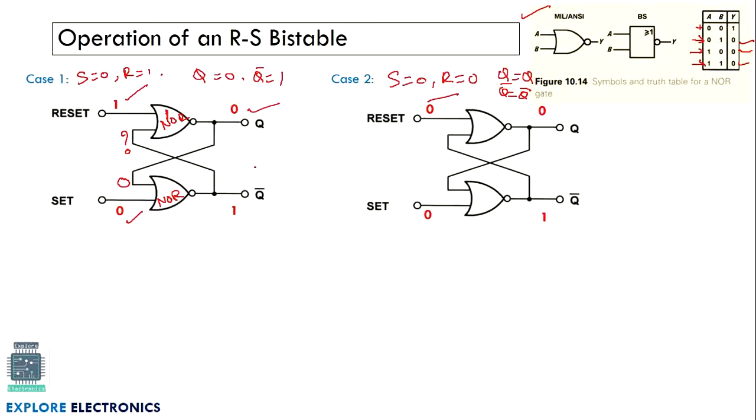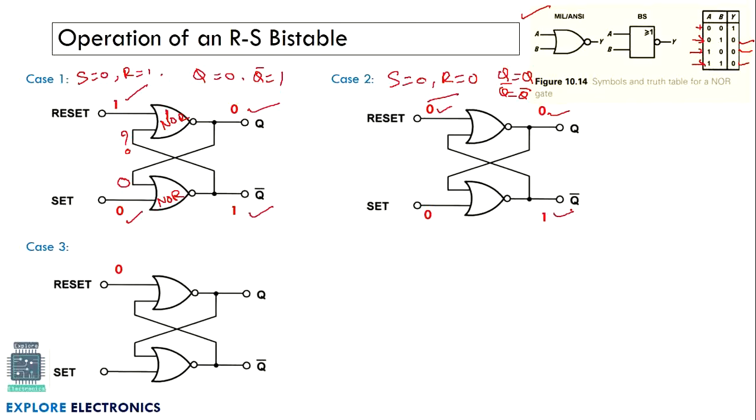Why am I saying Q is same as Q and Q bar is same as Q bar? In the previous case Q is 0 and Q bar is 1. After giving R is 0 and S is 0, it is holding its same state. Holding means we call it a memory. When the inputs are given as 0 0, this bistable keeps the previous value as it is without changing. Remember this.